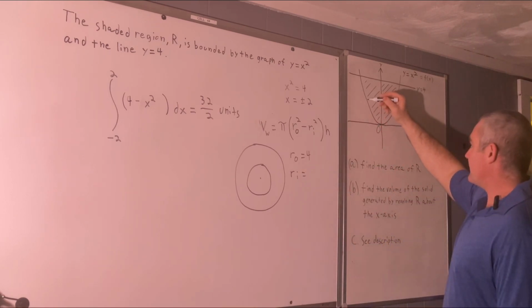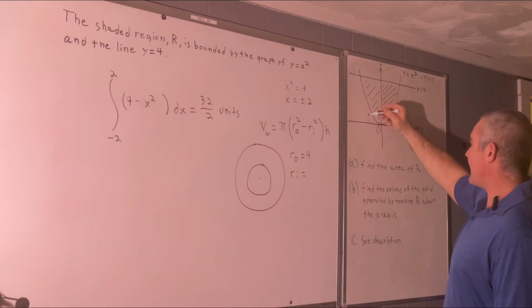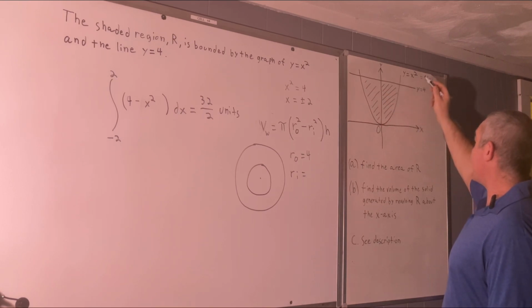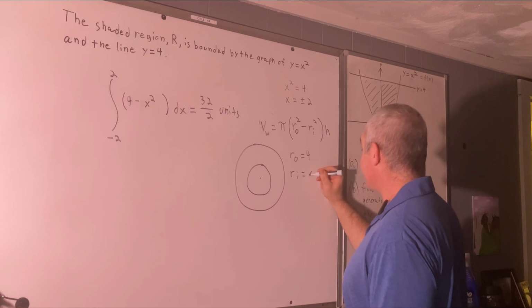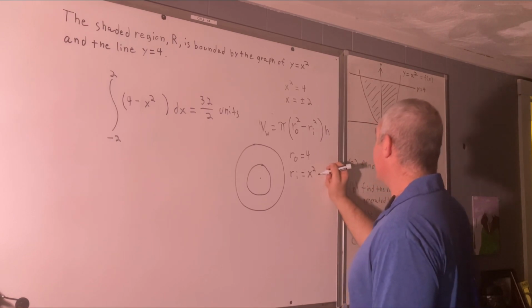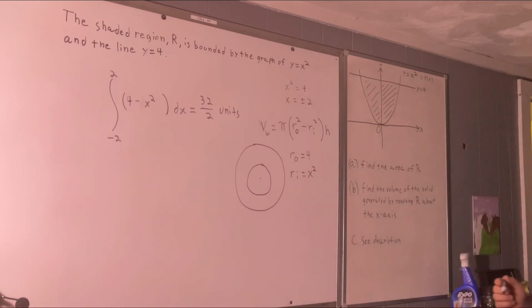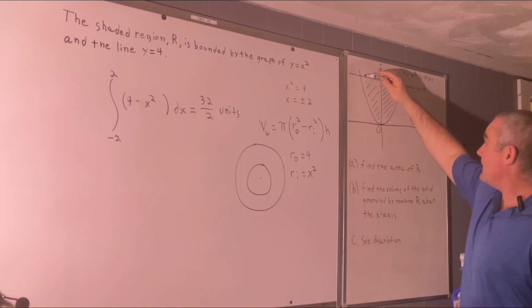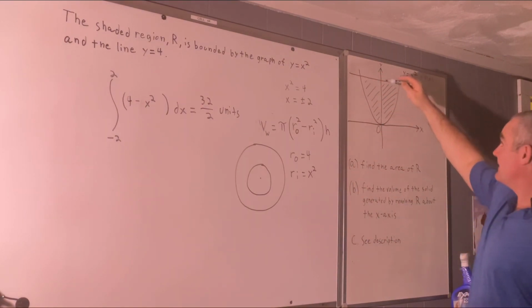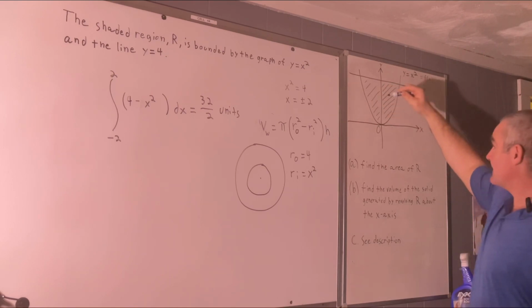That's the distance from here to here. Well, what is that? That's just f of x, or x squared. So our inner radius is always going to be x squared. Now, what's our height? What's the height of each one of these washers? Don't forget, this is the radius. This is the inner radius.